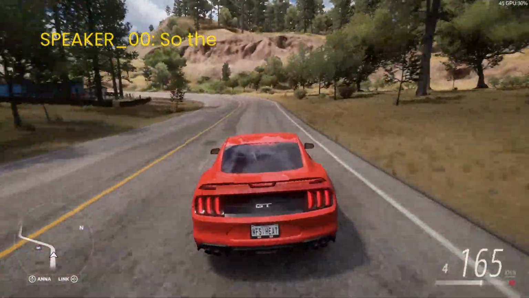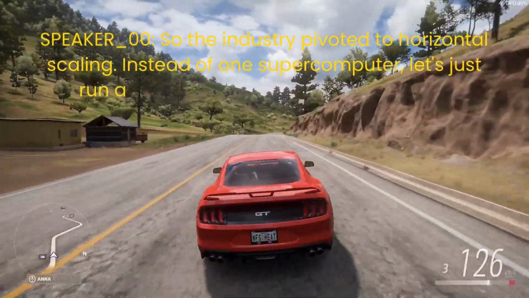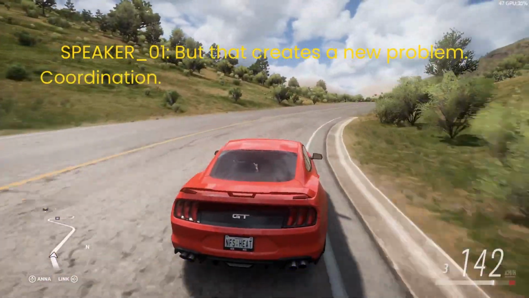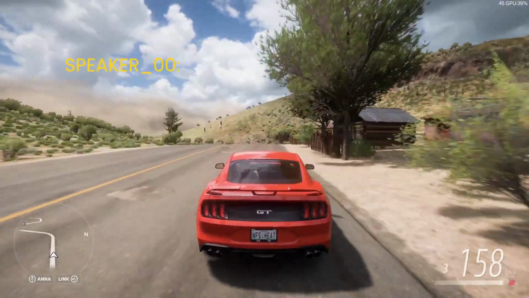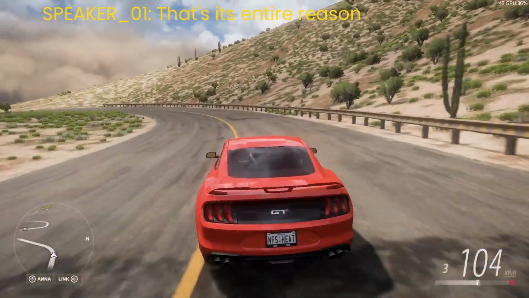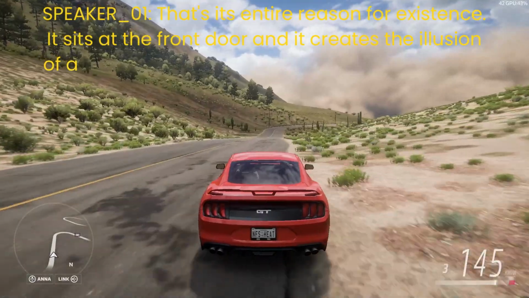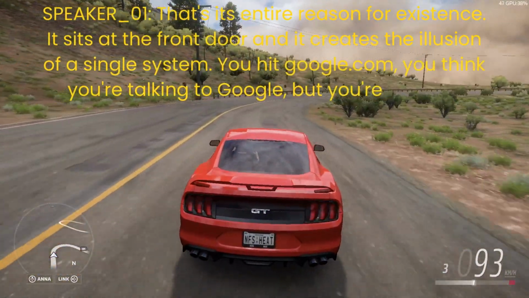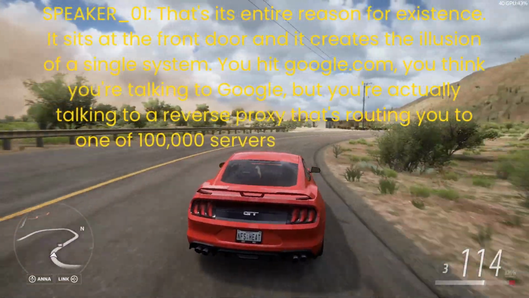So the industry pivoted to horizontal scaling. Instead of one supercomputer, let's just run a whole swarm of cheap, disposable commodity servers. But that creates a new problem: coordination. If I have 10 servers, how does a user know which one to talk to? And that is the load balancer's whole job. That's its entire reason for existence. It sits at the front door, and it creates the illusion of a single system. You hit google.com, you think you're talking to Google, but you're actually talking to a reverse proxy that's routing you to one of 100,000 servers behind the curtain.